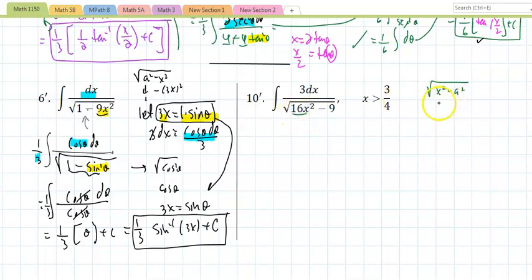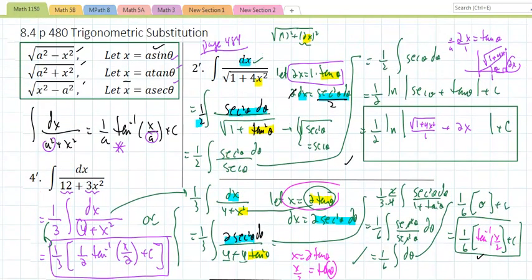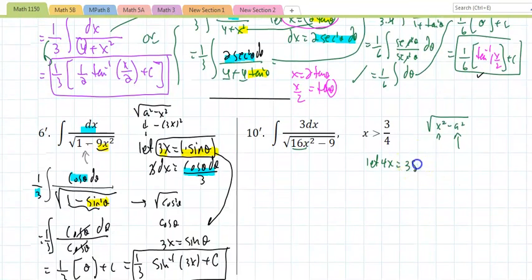What do you square to get 16x? So I'm going to let 4x equal. And what do you square to get a 9? 3. And if you have x squared minus a squared, it's a secant. And 4 dx will be 3. Derivative of secant is secant of theta, tan of theta, d theta. Of course, I'm going to divide by 3.